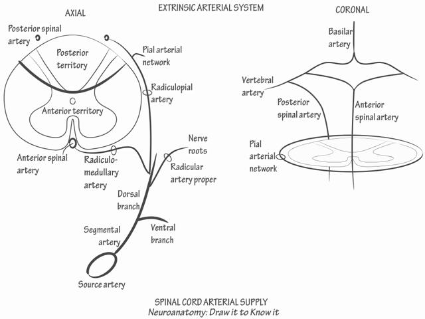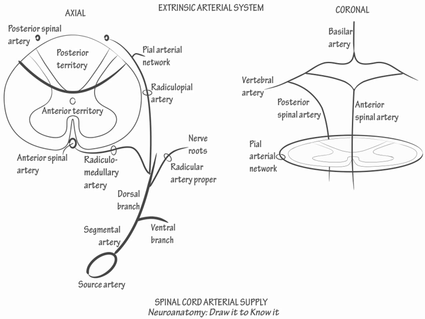Note that the most important radiculomedullary artery is the artery of Adamkiewicz, which in the majority of people arises from T9 to T12, but can originate from anywhere from T8 to L3, and it most commonly originates from the left side of the body. Injury to this artery often leads to paraplegia.